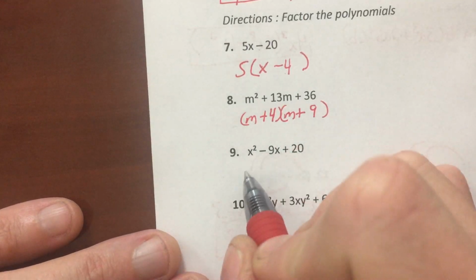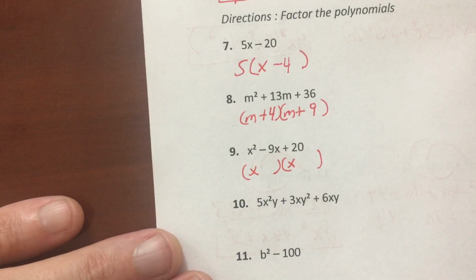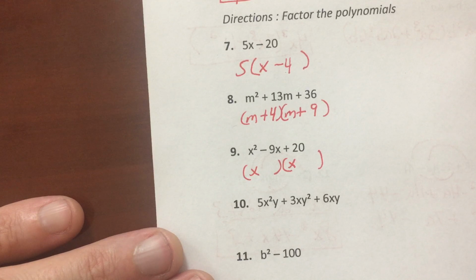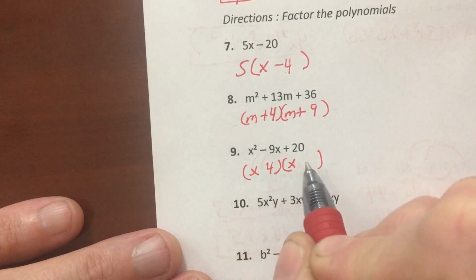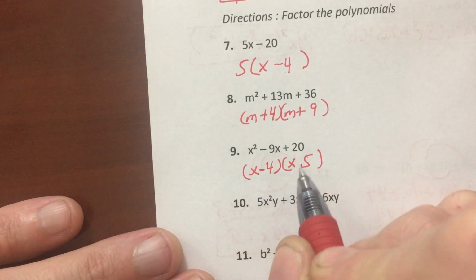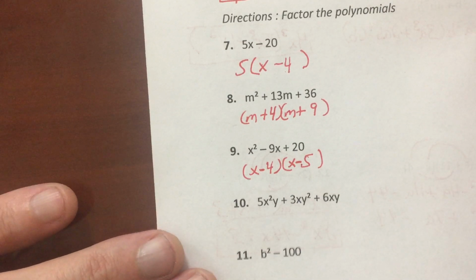Another quadratic trinomial in 9, 2 parentheses, x and x to make x squared. Two numbers that multiply to make 20 and somehow give me a 9. That would be 4 and 5. 4 times 5 is 20. It's a -9 in the middle, so I need this to be -4 and -5 in order to become -9x.